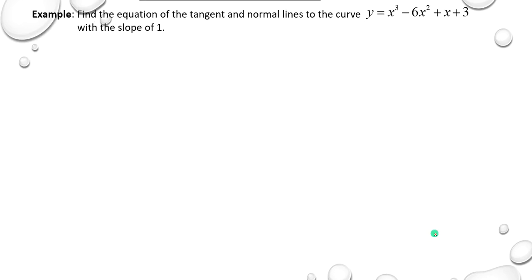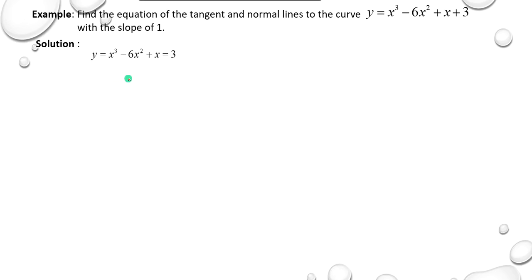Also, another example: find the equation of the tangent and normal lines to the curve y equals x cubed minus 6x squared plus x plus 3 with a slope of 1. We don't have two points for x sub 1 and y sub 1. The only given is the equation of the curve and the slope. So we have the solution.